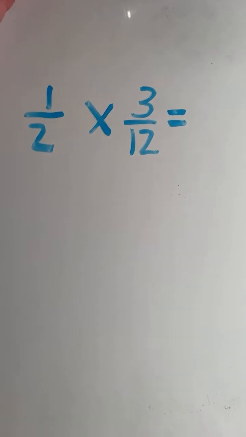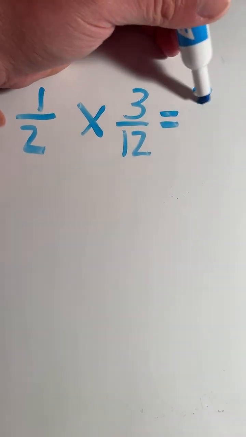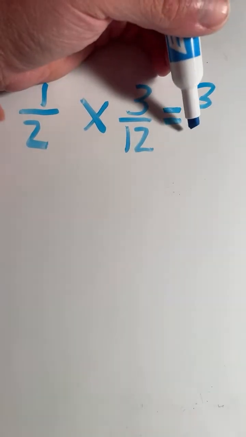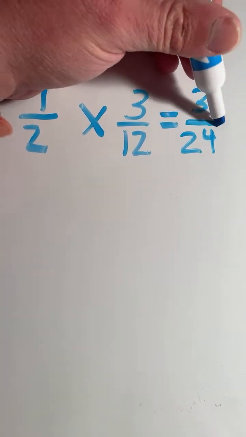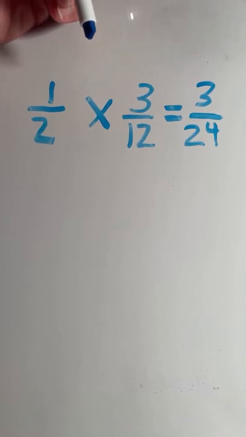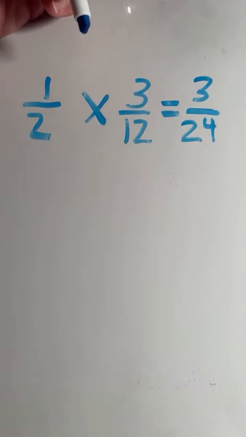So step 1, we multiply our numerators. 1 times 3 equals 3. Step 2, we multiply our denominators. 2 times 12 equals 24. And we have our final answer. 1/2 times 3/12 equals 3/24. Not reduced to lowest terms.